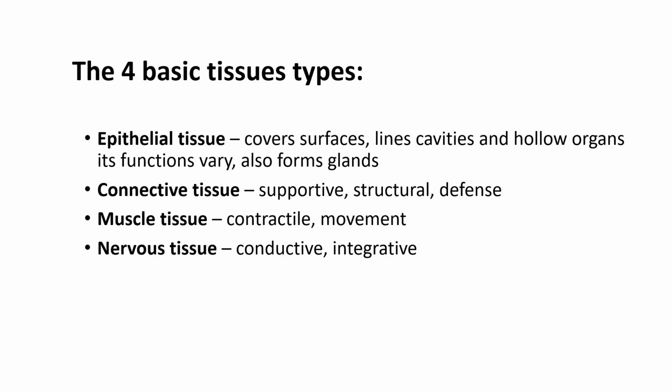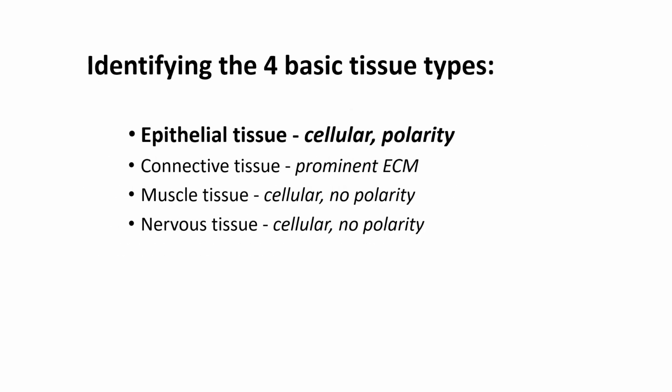Also, we want to remember that epithelial tissue forms glands, and glands basically are epithelial cells that make and secrete a product. Next up, we have connective tissue, and these function in support, structure, and defense. Third, we have muscle tissue, which is contractile, which means it shortens, and therefore it allows for movement. Nervous tissue is conductive, and it basically integrates. So now with that basic introduction, let's consider how we're going to try to identify these 4 basic tissue types.